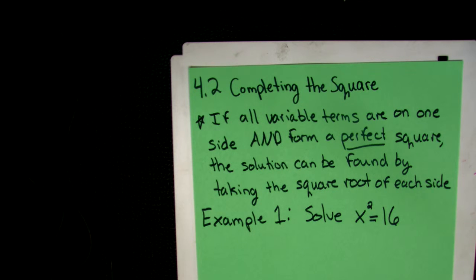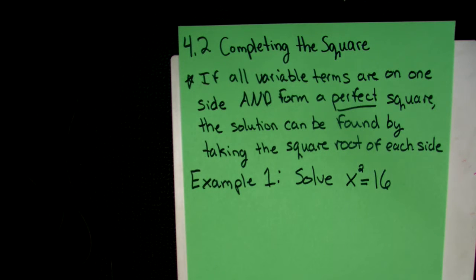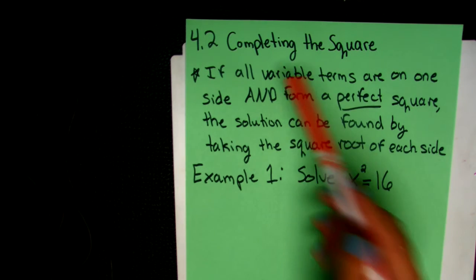If all your variable terms, so all the terms that have an x variable or a y variable or whatever variable you're using, are on one side of the equation and they form what's called a perfect square, so remember perfect square, you can take the square root of it, right? So if all the variables are on one side and they form a perfect square, then in order to solve for x, all you have to do is take the square root of each side. Example 1 is an example of fitting this description.